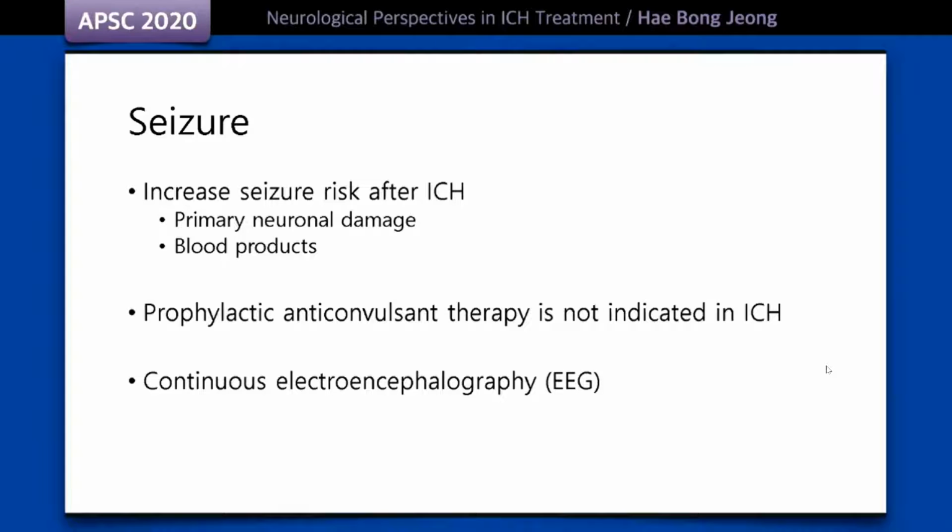The primary neuronal damage and blood products increase seizure risk after ICH. Seizures occur in 5 to 15% of these patients, usually in the first few days of hospitalization. Prophylactic anticonvulsant therapy is not indicated in ICH, but in patients with depressed mental states out of proportion to the degree of brain injury, continuous EEG should be considered and anticonvulsant therapy decided on.